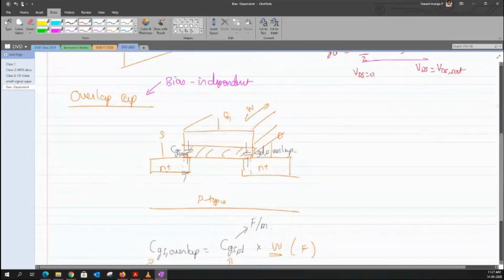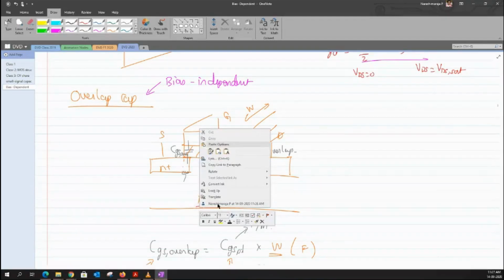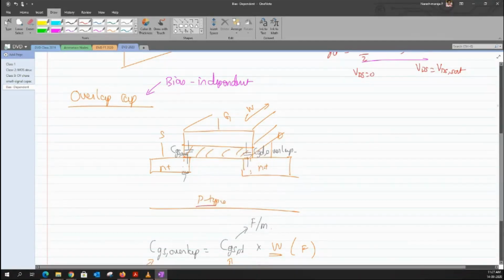So you could see that there is an N plus region surrounded by the P-type material for the source, and also for the drain. Whenever we have this PN junction, there is supposed to be some sort of depleted region around this particular junction, right? So let me mark the depletion region around this particular zone.